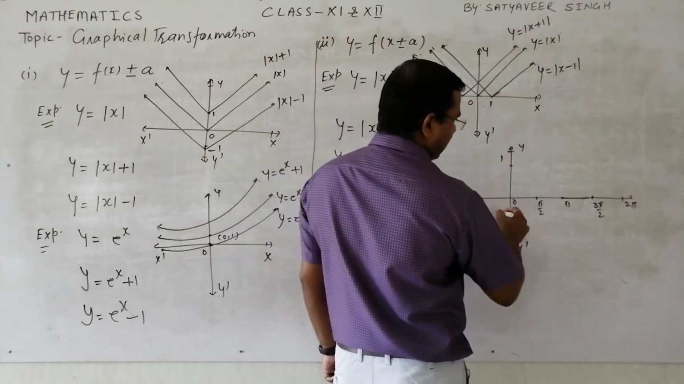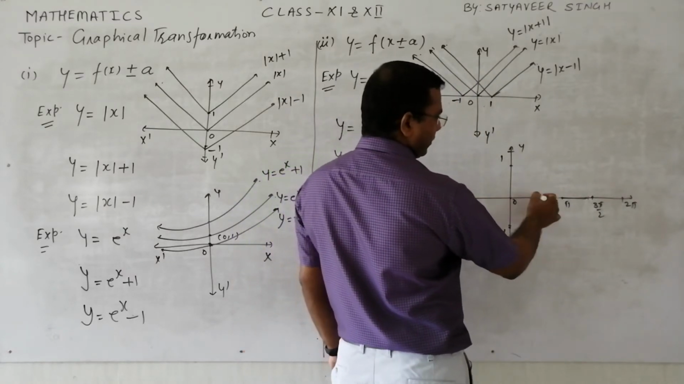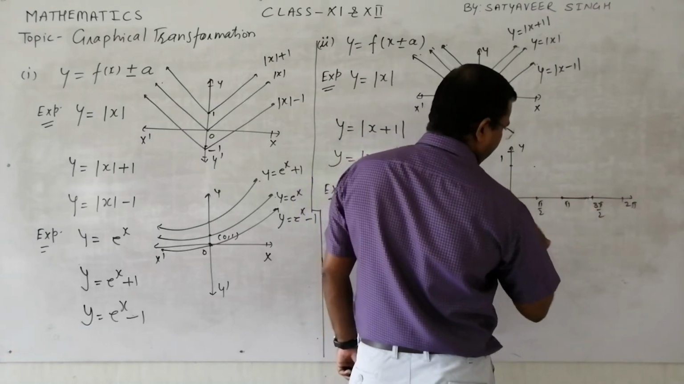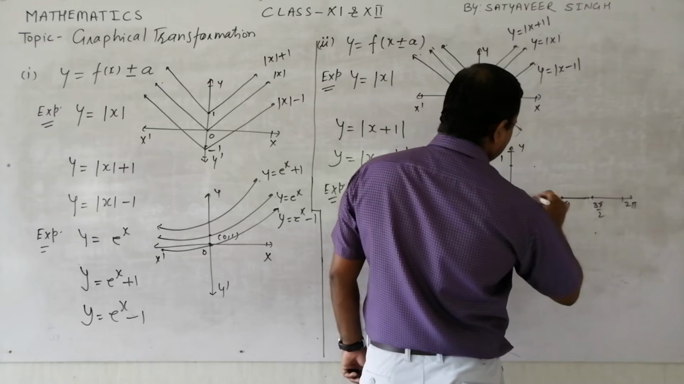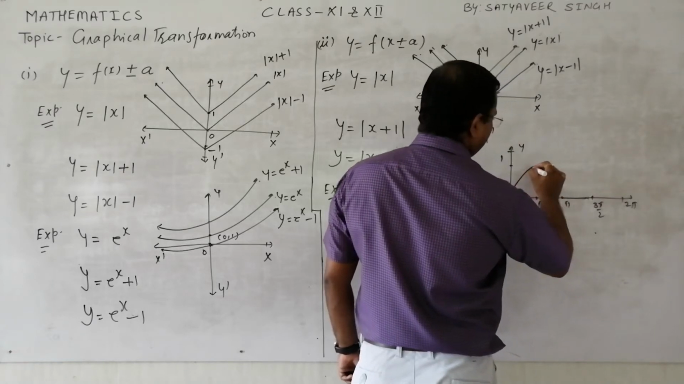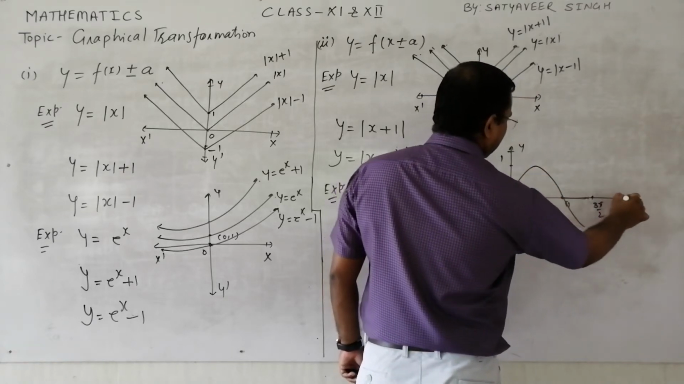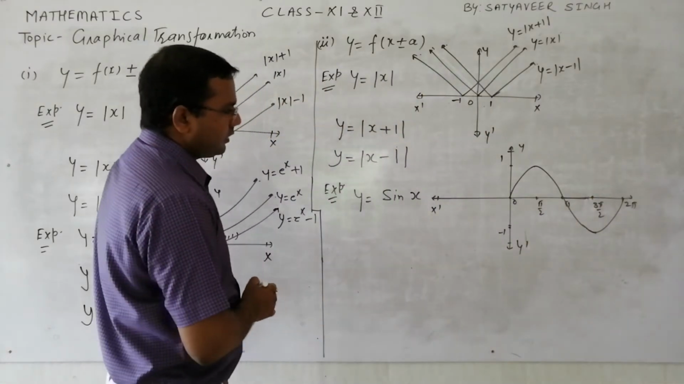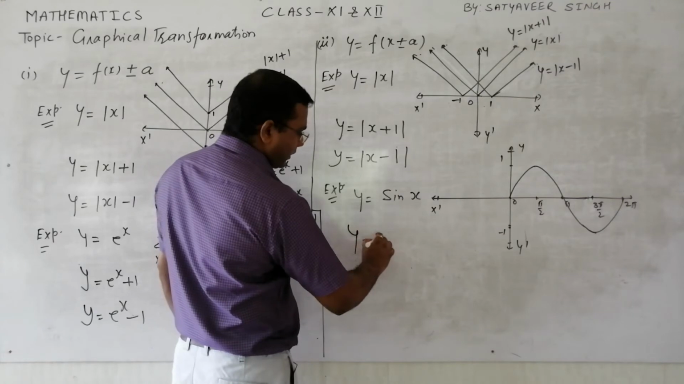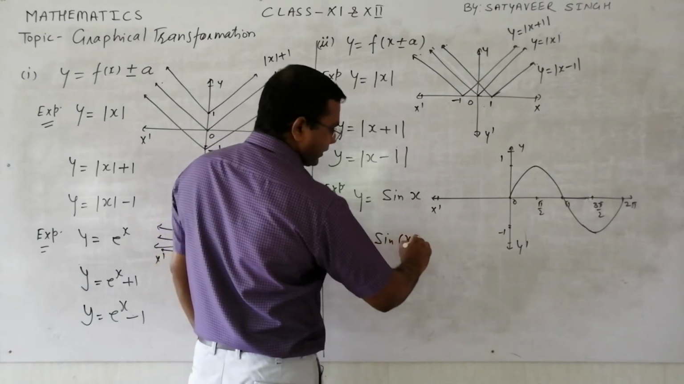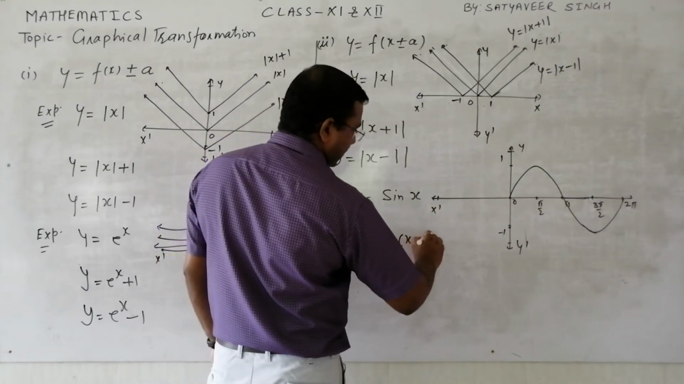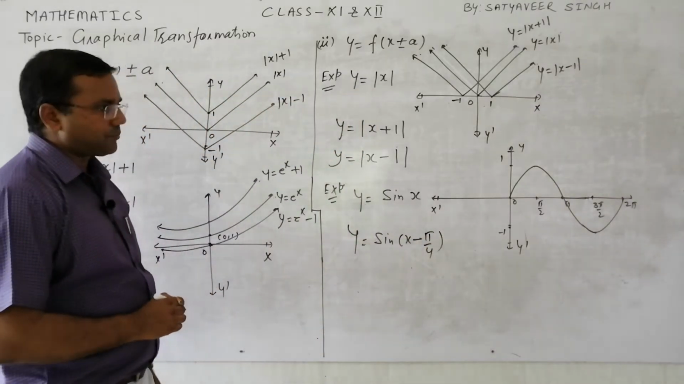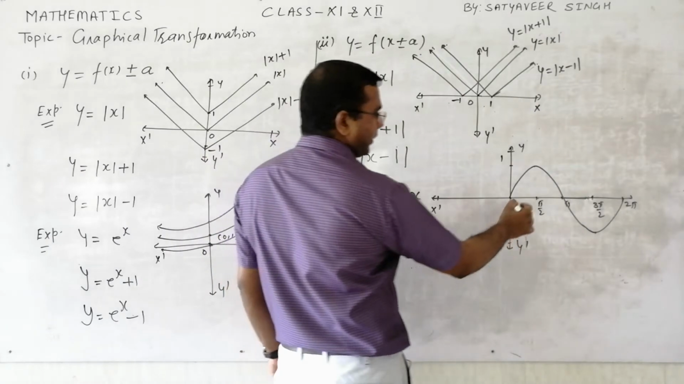So the graph of sin x: sin 0 is 0, sin π/2 is 1, so again 0, then here it is -1. So in this way it goes like this, it goes like this, sin x. But what happens if the function is sin(x - π/4)? If it is sin(x - π/4), then what happens?